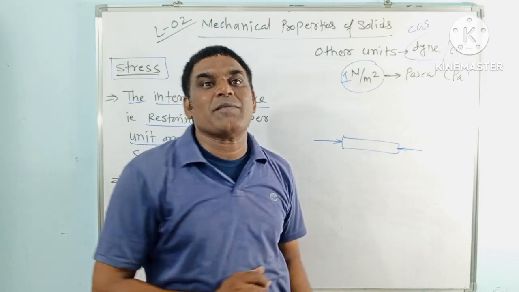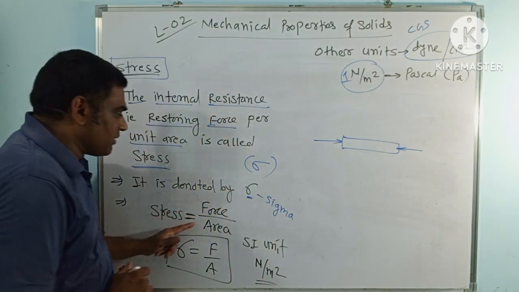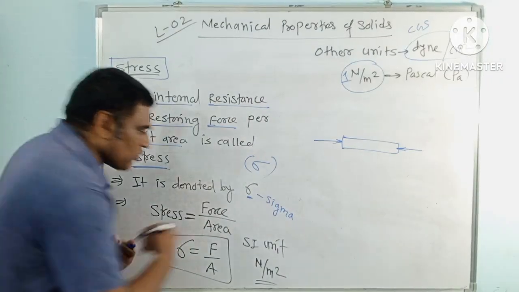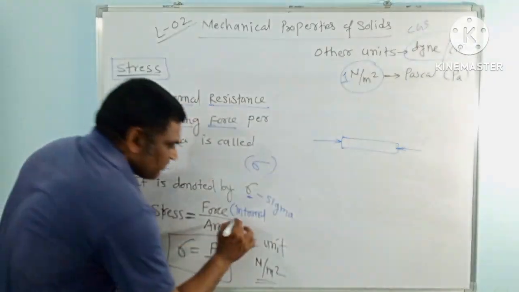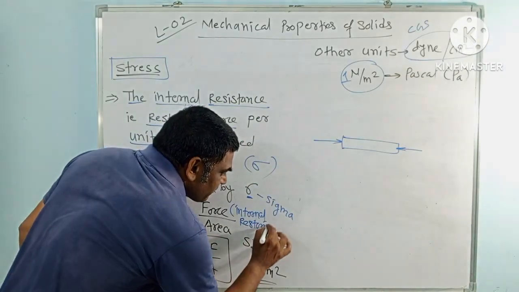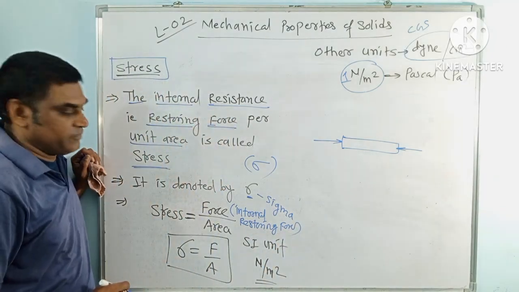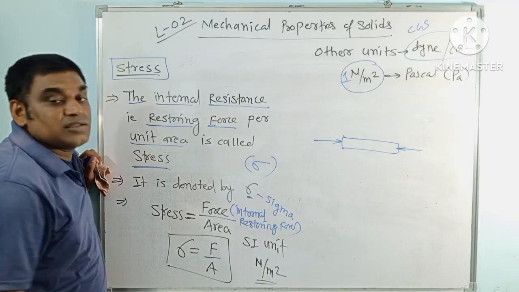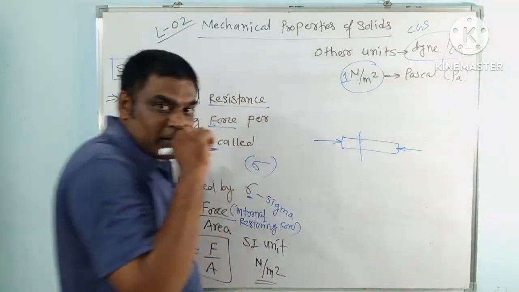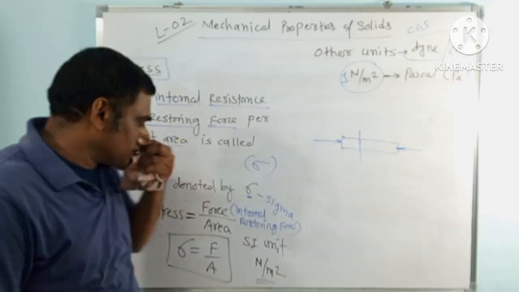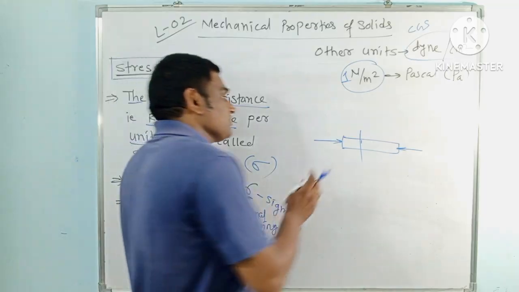So stress is the internal parameter. Stress is the internal parameter. Internal force divided by, what is this? Internal restoring force. This is the internal restoring force, or internal resistance we say, divided by the cross-sectional area. Suppose this area should be perpendicular to this. Sometimes parallel also. Right? So this is your stress.